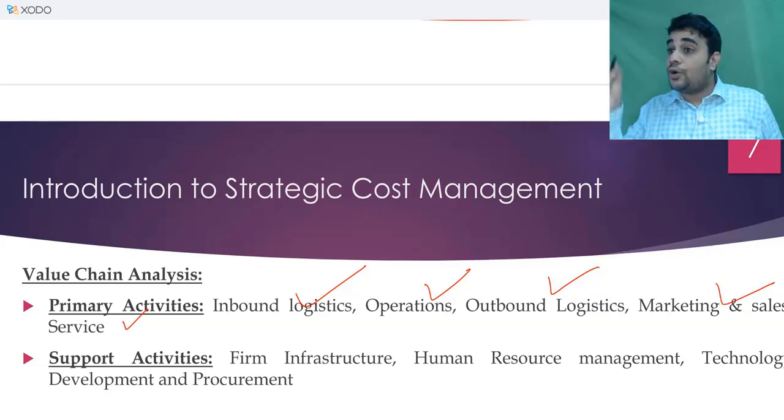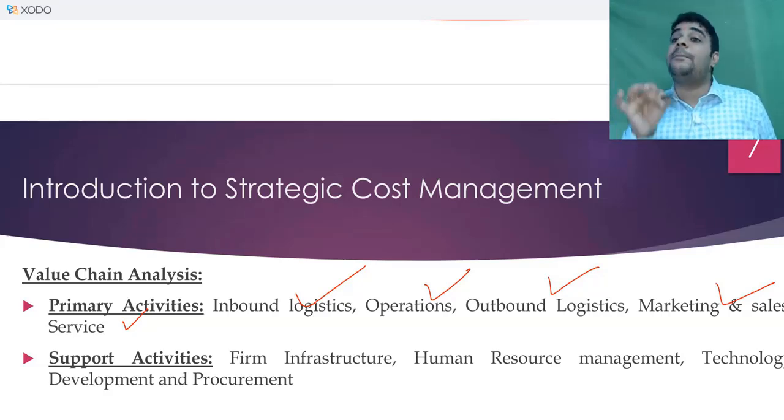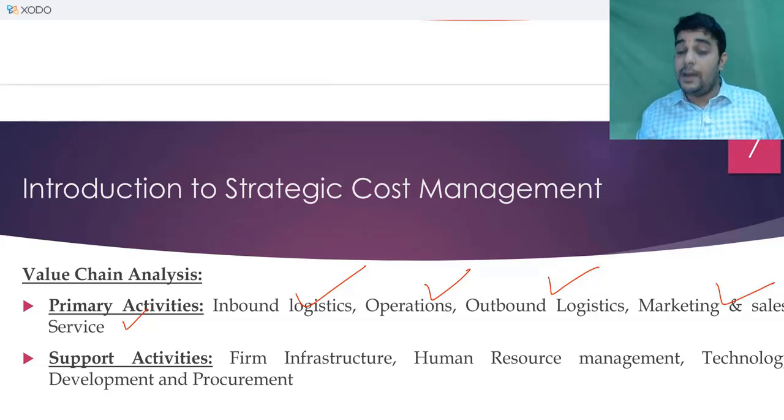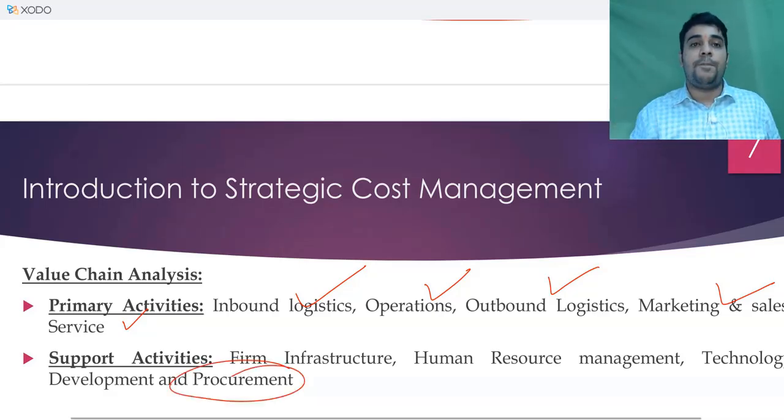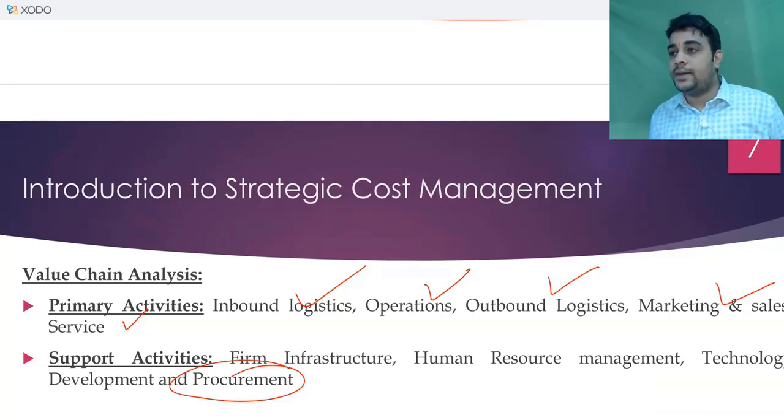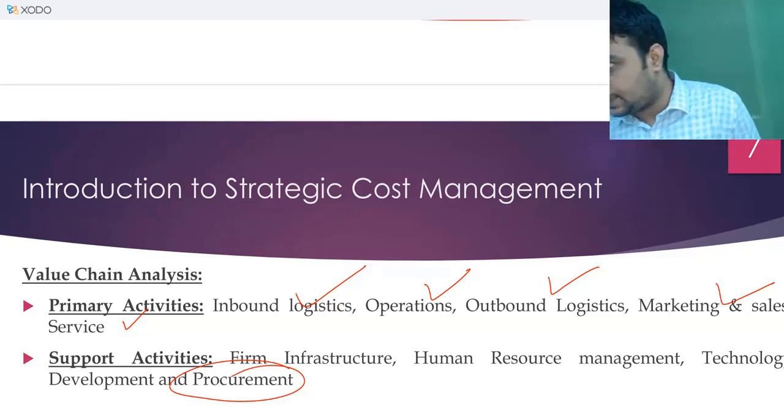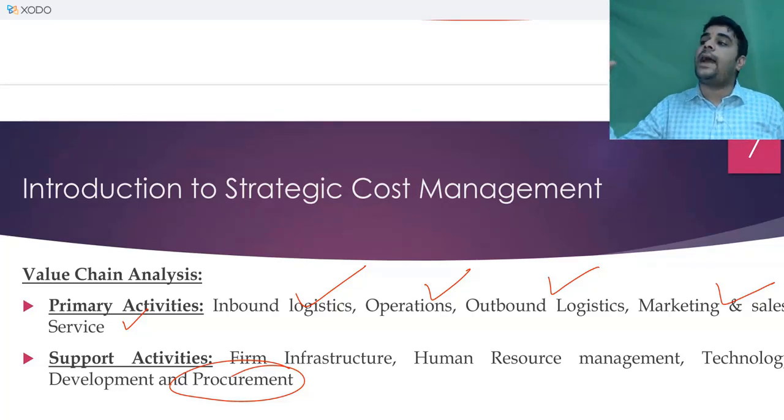In order to do this, you need certain activities to be done for all these 5 activities to operate. Raw material coming inside the company is a primary activity, but the process of buying the raw material is a support activity. This is a classification Porter has done. He felt the core activities are inbound logistics, operations, outbound logistics, marketing and sales, and service.